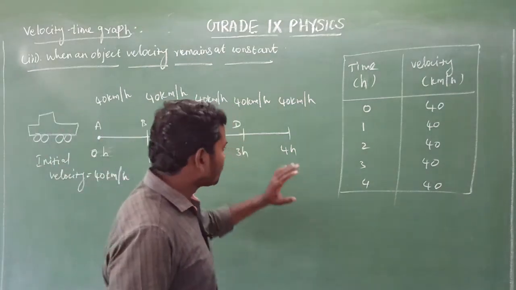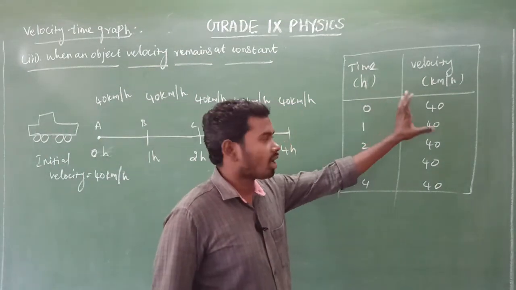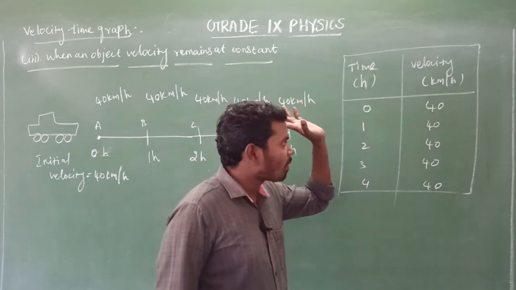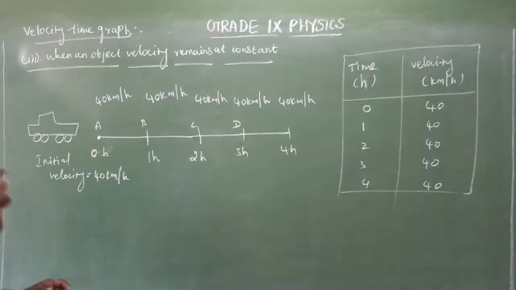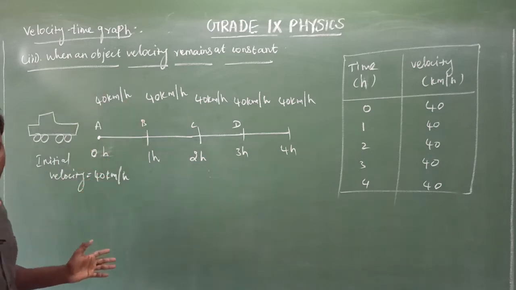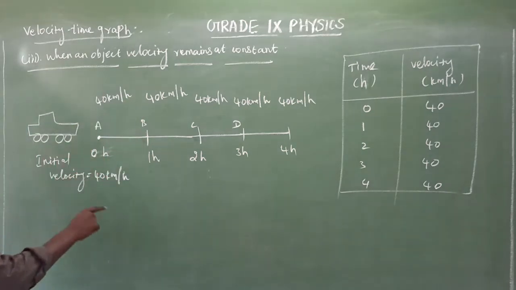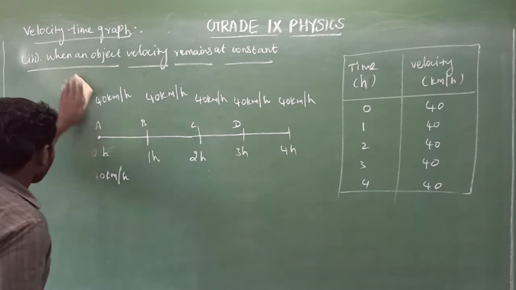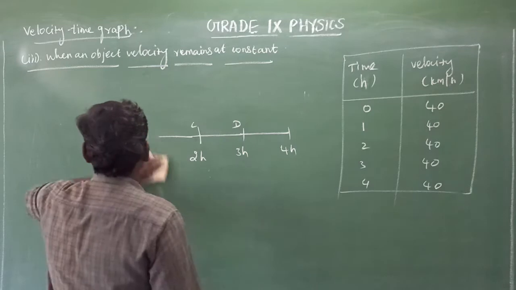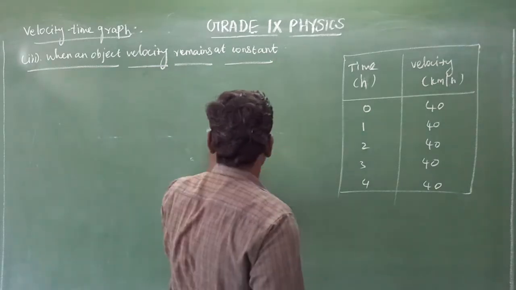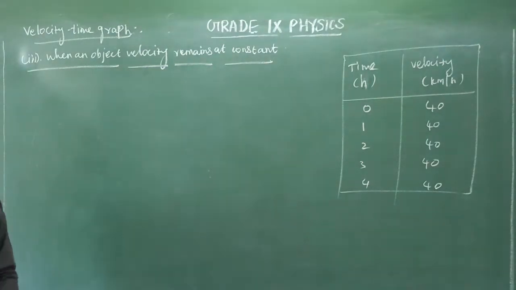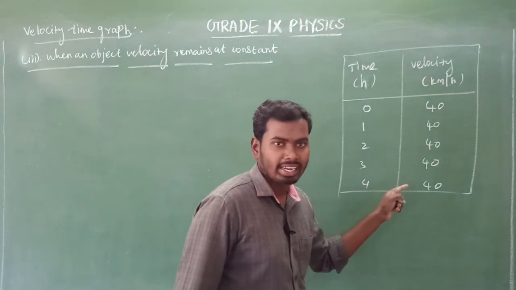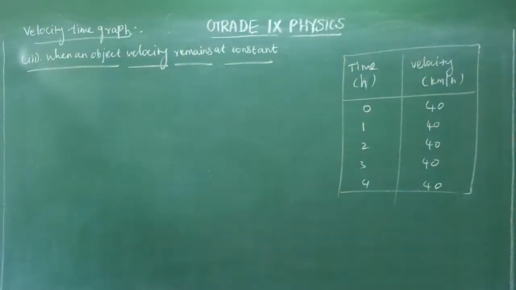Is it clear? So with the help of this example, I have made a tabular column, which means the graphical data. With the help of this data, I am going to plot the graph. Look here. Pause the video and write all the notes, because I am going to rub this out. I don't have space here. So I am going to plot the graph with the help of this graphical data.